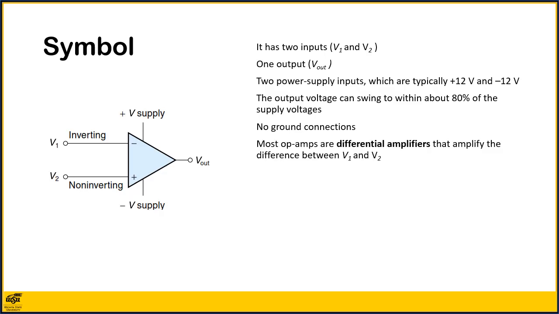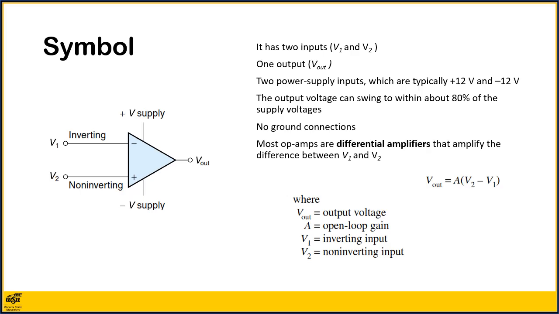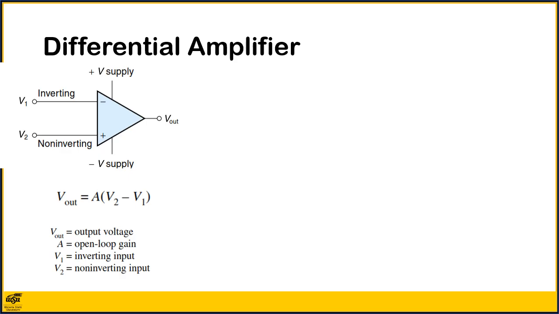Most op-amps are actually differential amplifiers, which means they amplify the difference between V1 and V2. This is shown in equation 3.1, which is the equation given in the book. The output voltage is the open loop gain A multiplied by the difference between the input voltages, V2 minus V1. The open loop gain A is the raw unmodified gain of the op-amp. It is high, typically 100,000 or more.